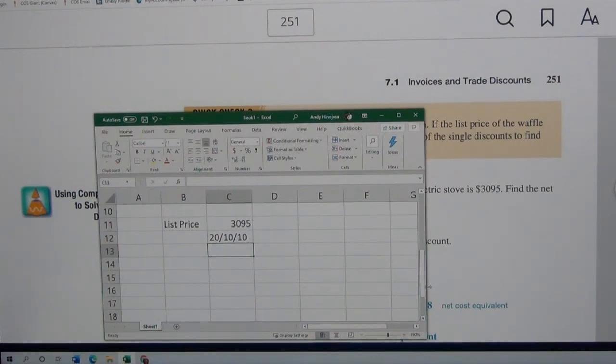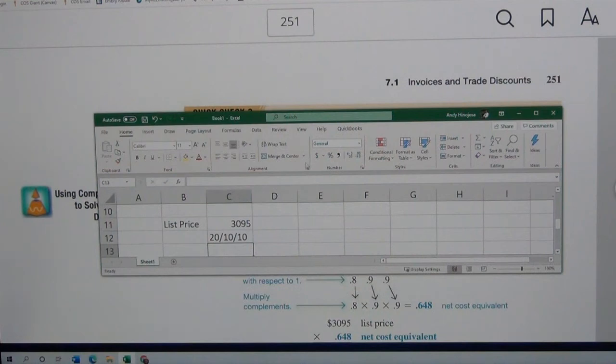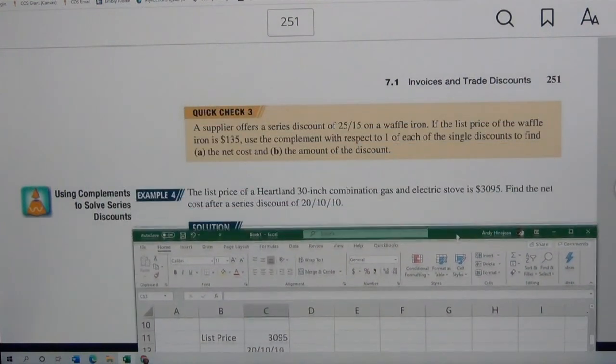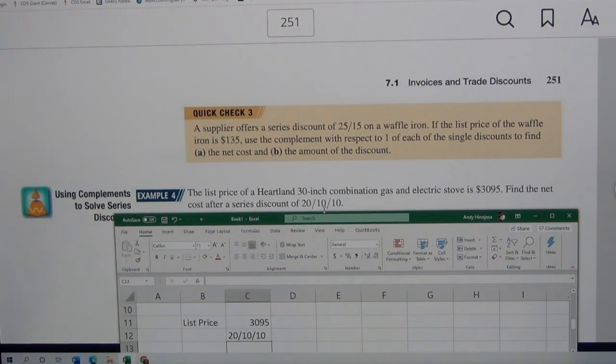You could probably cheat if you want to, but it's up to you. What I'm going to ask you to do is go ahead and see if you could figure out this problem. So based upon what we just know, find the complements of each, then multiply those complements together, then multiply that against the base price. And that should give you your answer. So go ahead and press pause on the video, try to figure it out yourself, and then we'll work on it together.